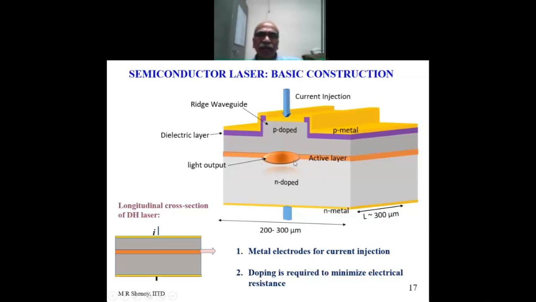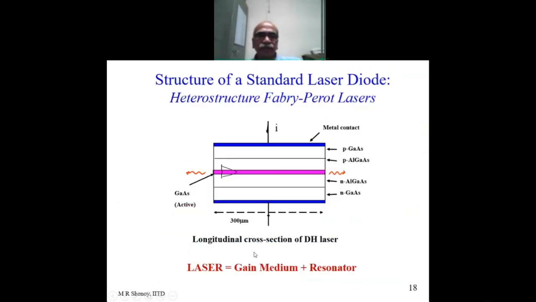This is one of the end phases. So if I show you the longitudinal cross section, a section from here along this line, then the section would look like this. And this is the active region, and these are the outside cladding regions, and then the metal contacts in its simplest form. So the metal electrode is for current injection, and we need to have doped material to have a minimum electrical resistance. So this is the longitudinal cross section of a laser.